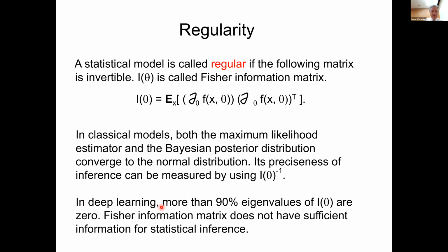However, in deep learning, more than 90% of the eigenvalues of I(θ) are zero in general. The Fisher information matrix does not have sufficient information for statistical inference. These are the elemental differences between regular models, or classical models, and deep learning.